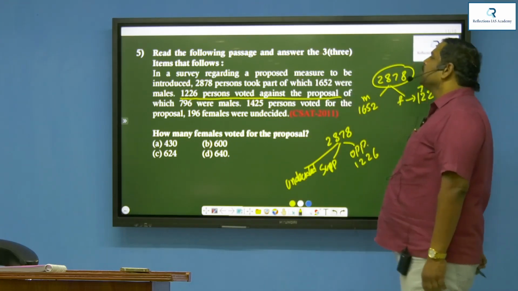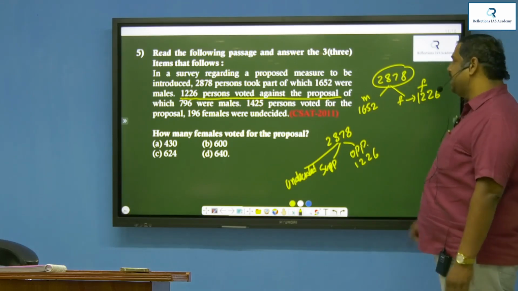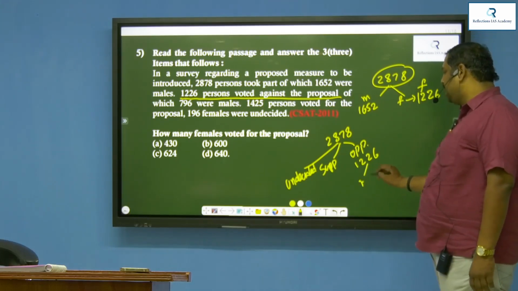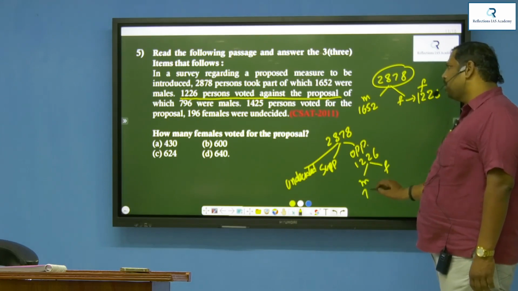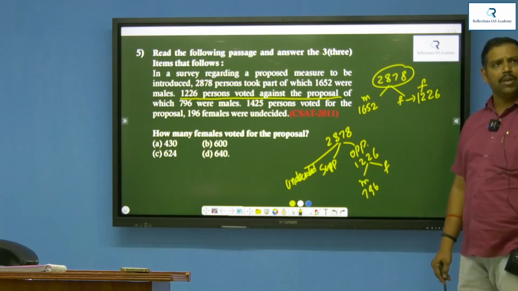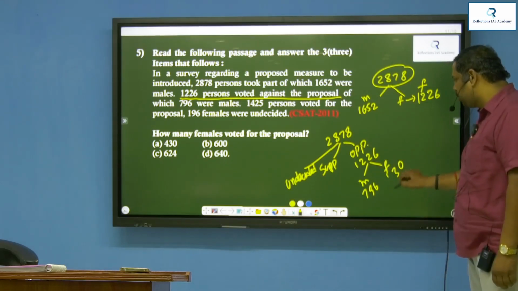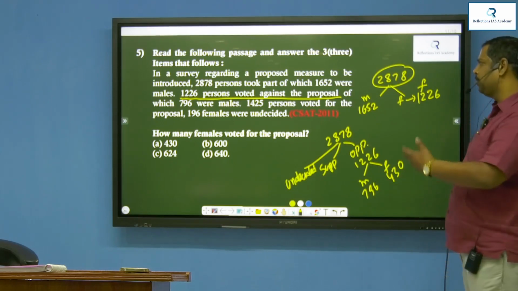Good. So next one. 1226 persons voted against the proposal of which 796 members are males. Okay, again male and female. 796 are males. Yeah, total is 1226 means the remaining are females, right? Okay, difference: 6 minus 6, 12 minus and 11 minus. So 430 are females. Okay, next one.